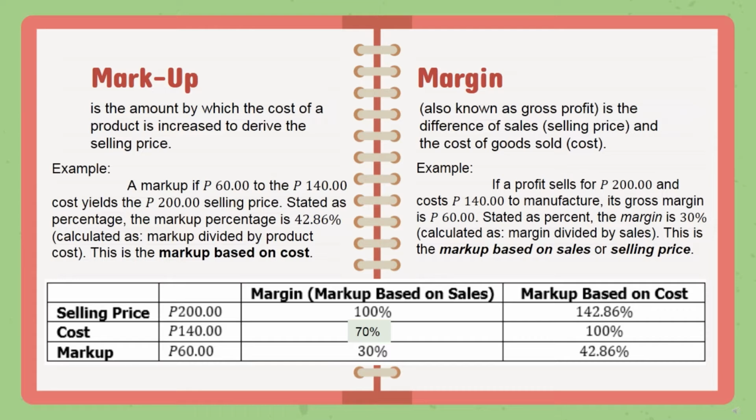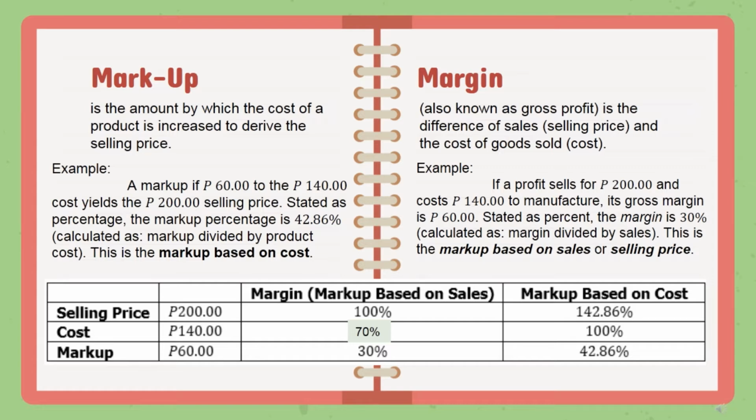So how do we calculate margin? It is calculated as markup divided by the selling price multiplied by 100, and that is the percentage of your margin, or your markup based on sales or selling price. So paano ba natin makukuha ang margin? All you have to do is subtract the cost from the selling price. Yun yung magiging amount ng margin natin. Then, calculate natin as a percentage. So, yung amount ng margin divided by the selling price multiplied by 100 will be your margin percentage. In the same way, your margin is based on the markup against the selling price, so it is also referred to as the markup based on sales.